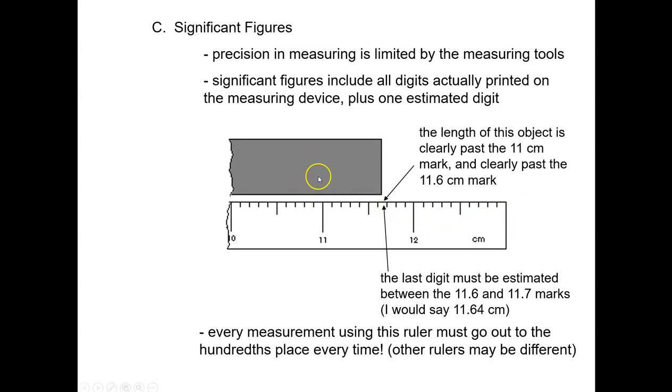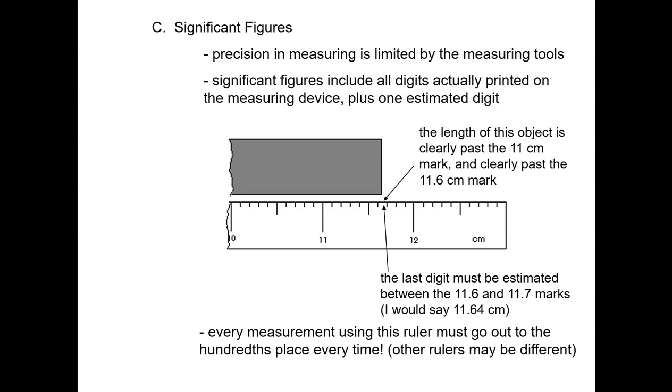What if this gray thing were right on the 11 mark? I mean, right on the 11 mark. What would I have to put down? Again, I have to go to the hundredths place because the tenths are printed on here, and I have to let somebody know I could have estimated all the way to the hundredths place. I would have to write down 11.00. And yes, those zeros would be important in this case.